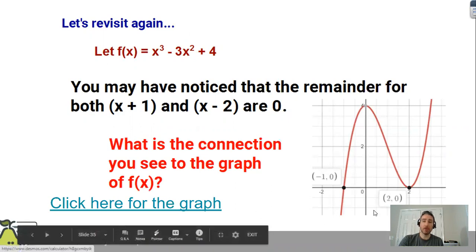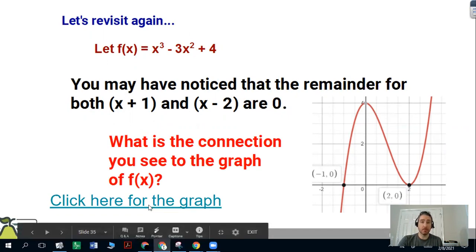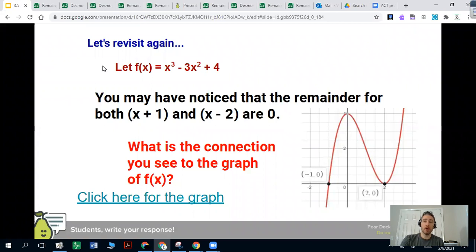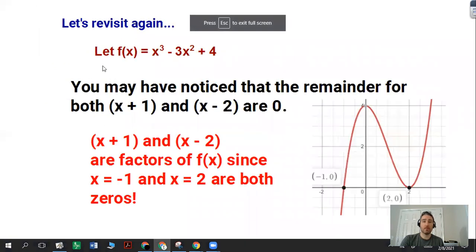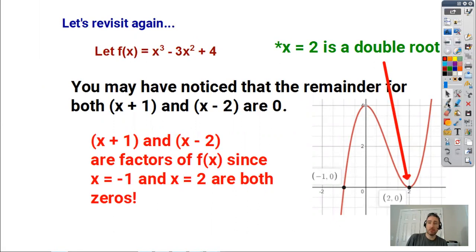On the graph, notice that your zeros are both at negative 1 and positive 2, which are basically the opposite of those signs. And you can click on here to get those. Well, it turns out those are both factors, right? X plus 1 and x minus 2 happen to be factors of that. So factors.